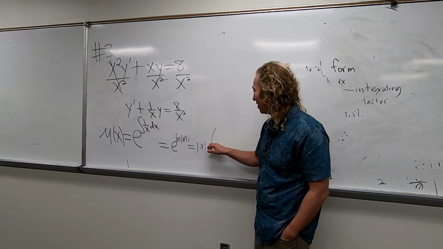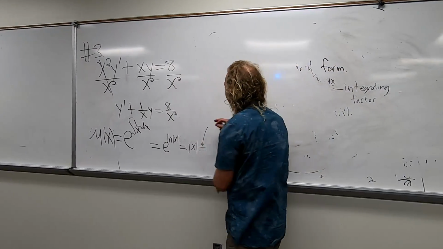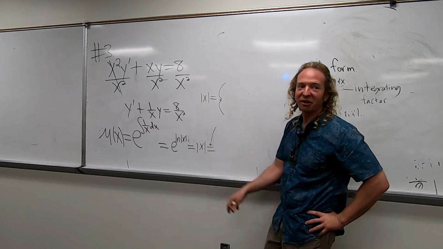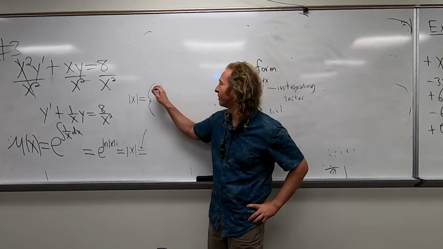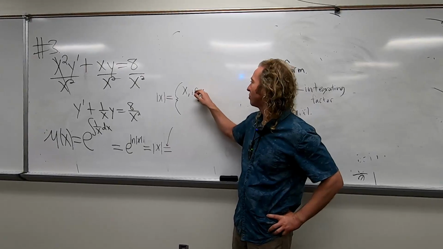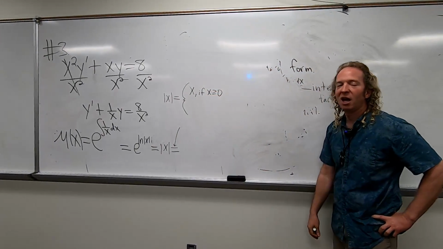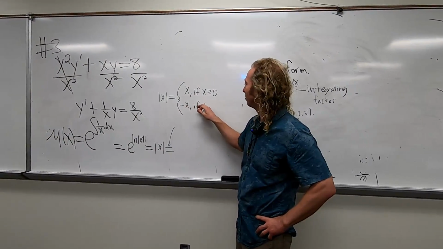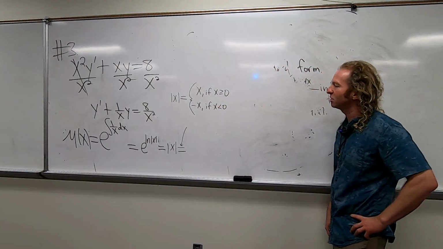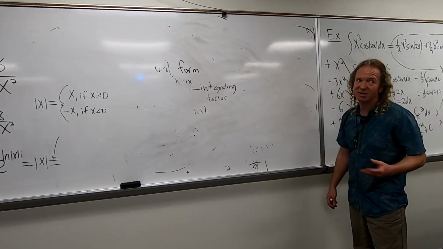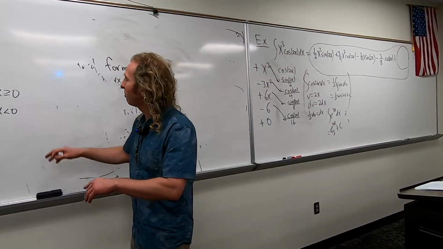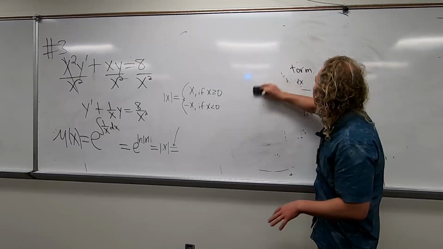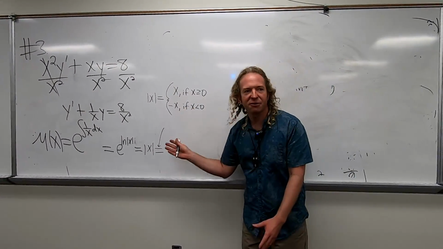I don't know if you know this, but the absolute value of x is equal to a piecewise function. It's equal to x if x is greater than or equal to 0, and it's equal to minus x if x is less than 0. This definition is often used in advanced calculus, and in some harder Calc 2 and Calc 1 problems, but it's not something you see all the time. But this is the definition of absolute value.